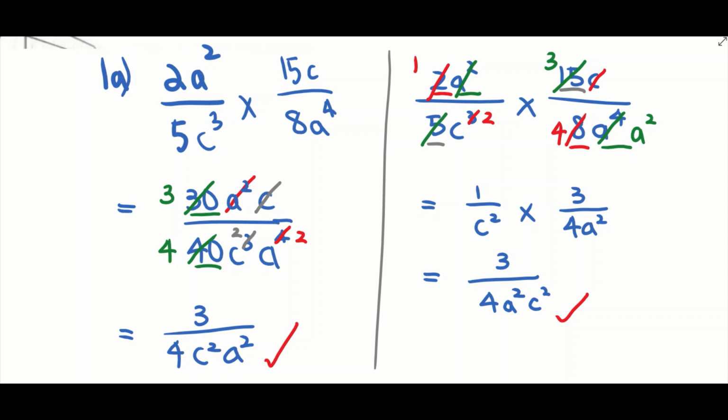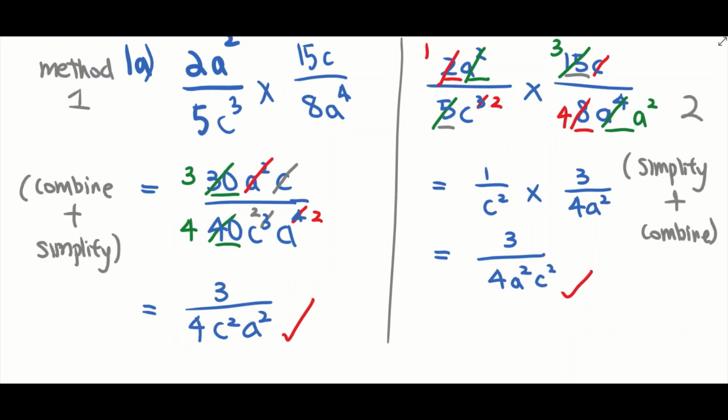So I have two methods. The main message is there are two methods. Either you combine first, then simplify, or you simplify first, then combine the fractions. Okay, both are acceptable, but I will prefer this method. This is the method that I will use by myself.